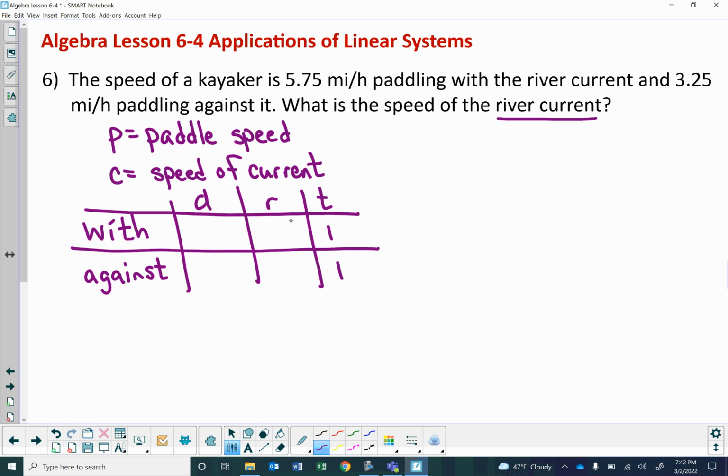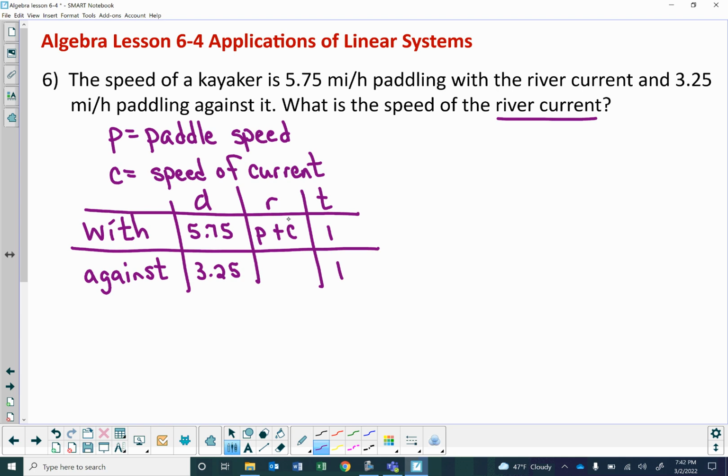So with the current, in 1 hour, I will travel 5.75 miles because I travel 5.75 miles per hour. So if I'm only traveling 1 hour, I'm only going to travel 5.75 miles. And that's with the current. Against the current, I'm only going to be able to go 3.25 miles. Okay, so with the current is helping me. That means I'm going to have my paddle speed plus the speed of the current.